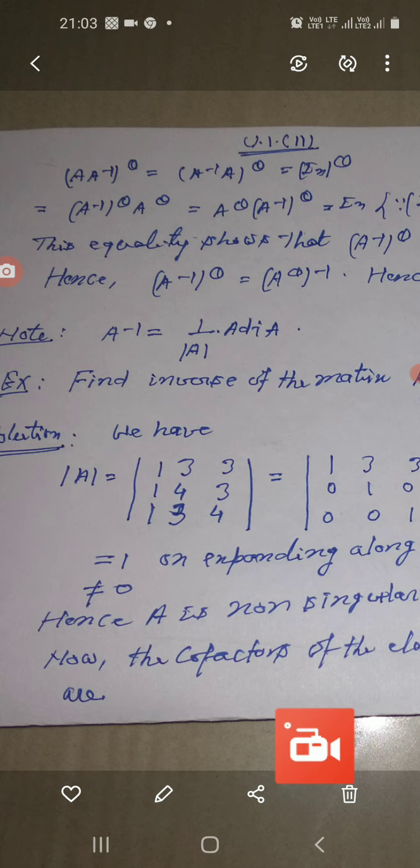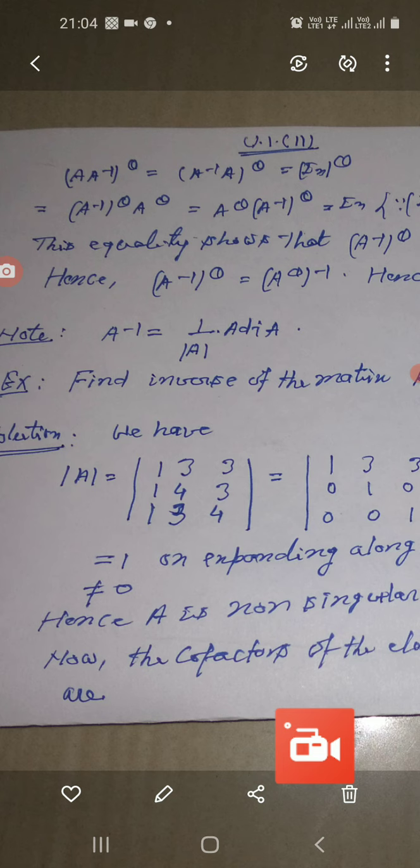Solution is very simple. We have determinant A as 1 3 3, 1 4 3, 1 3 4. Now we perform R2 as R2 minus R1, R3 as R3 minus R1.